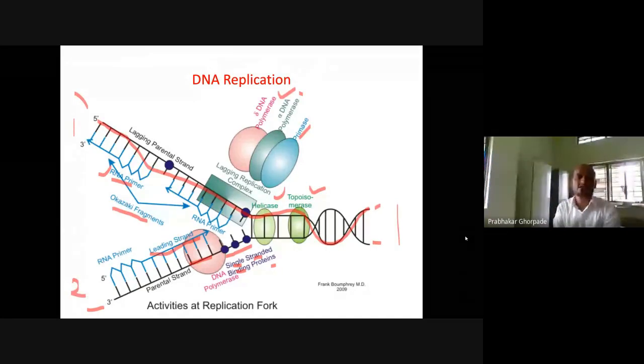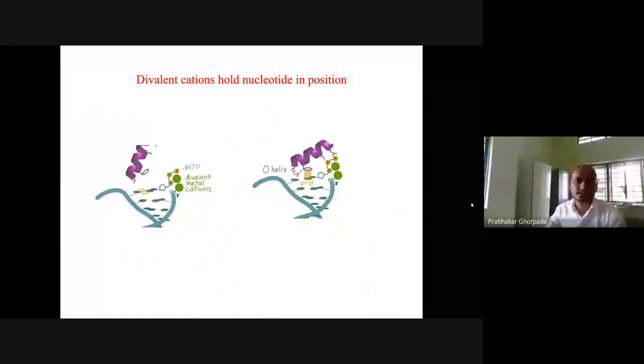So whenever we are dealing with DNA replication, we are trying to describe all the events which are happening in the DNA replication process. So this one is DNA replication in a nutshell. Next, during DNA replication, we also need some divalent metal cations. So these are our divalent metal cations.